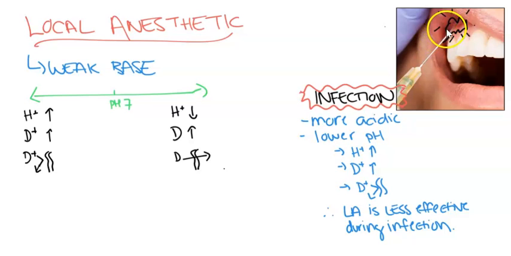When you have an infection, that area becomes more acidic. When it becomes more acidic, the drugs become ionized. When the drug has that charge, it's too bulky, it's not going to go through the cell membrane, and therefore, because it doesn't go through the cell membrane, it's not going to work as well. So the local anesthetic is less effective when there's an infection.